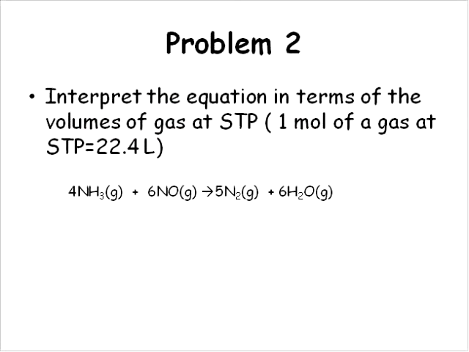Okay, our next problem. Interpret the equation in terms of volumes of gas at STP, standard temperature and pressure. 1 mole of gas at STP equals 22.4 liters. And I could just write that here. 1 mole is equal to 22.4 liters. Okay, so we look at our equation. This is our recipe. And again, we look at these coefficients. That's the number of moles in our recipe. So you can calculate it and pause it now.